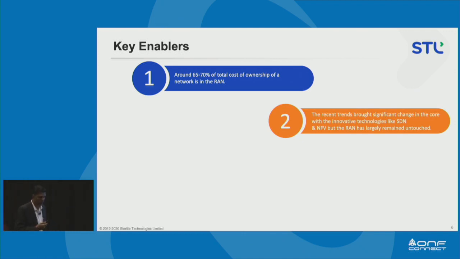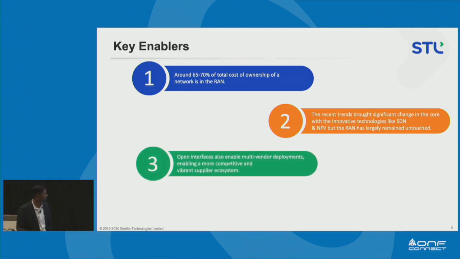The second one is that SDN and NFV as a technology has done a lot of things, a lot of brainstorming has been done in the core, but RAN has usually been untouched till now, at least till the recent past. So that's one of the key enablers for us to think in this direction, what best we can do in this area. The third one is the open interface, which we are all hearing about. We want to see those open interfaces really getting deployed into carrier-grade systems, bringing multi-vendor deployment opportunities into the picture, playing a good, vibrant supplier ecosystem role.